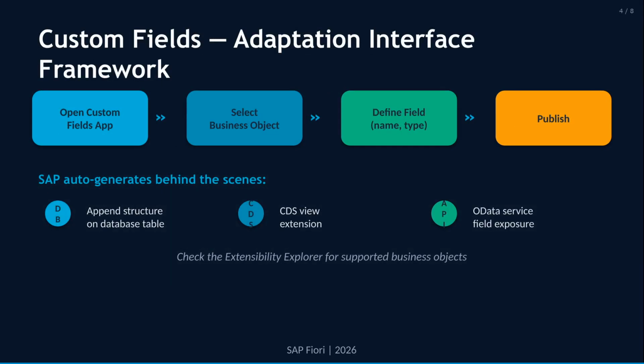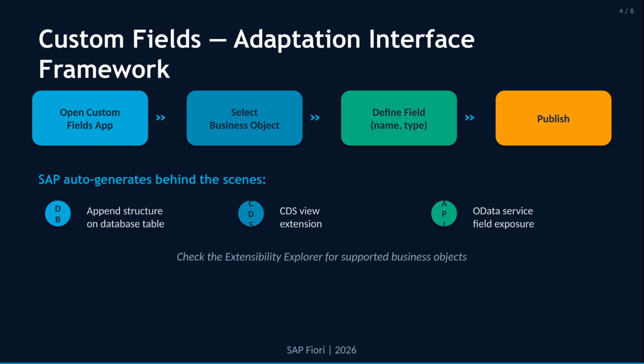Sometimes rearranging existing fields is not enough. You need a custom field. The Custom Fields app, built on the Adaptation Interface Framework, lets key users add fields to supported business objects like sales order, purchase order, or business partner. You define the field name, data type, and label directly in the browser. Behind the scenes, SAP generates an append structure on the database table and extends the CDS view automatically.